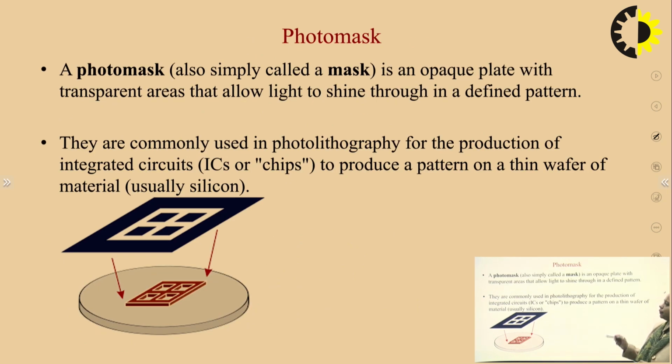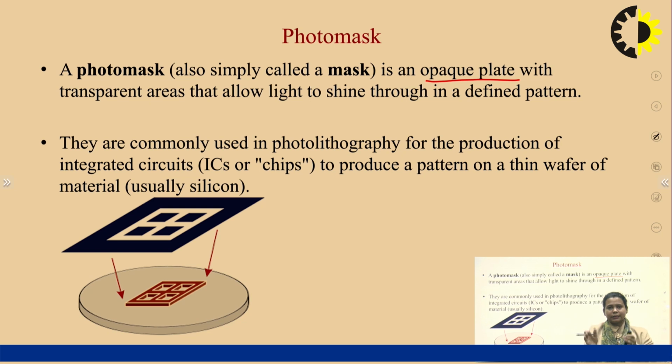Now the other topic is photomasks. Photomask is also a very important topic in lithography. A photomask is an opaque plate with transparent areas that allow light to shine through in a defined pattern, right? So there is some device on which the pattern is there. Some part of that particular mask is opaque, and some has been made transparent so that the transfer can become easy.